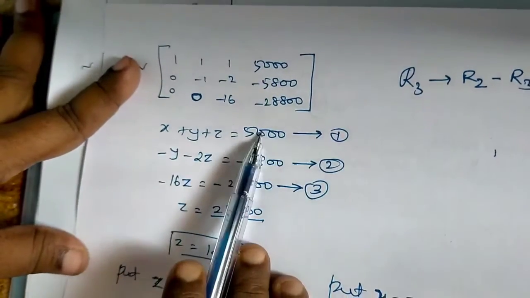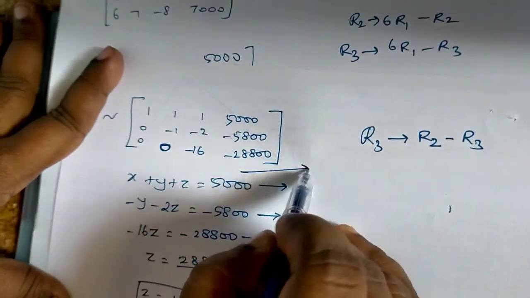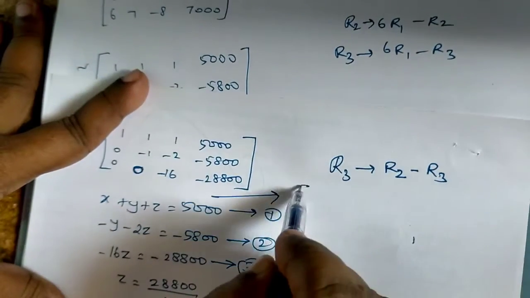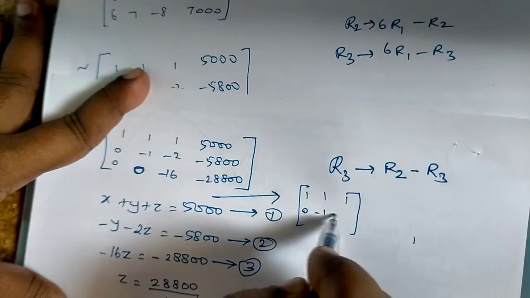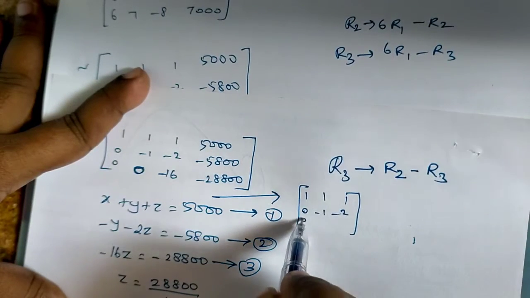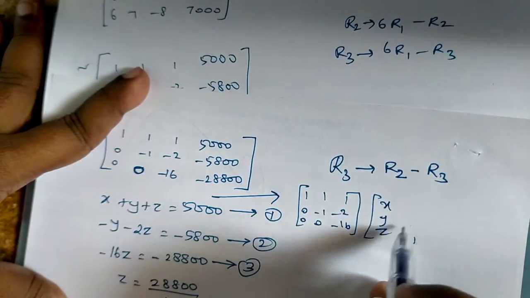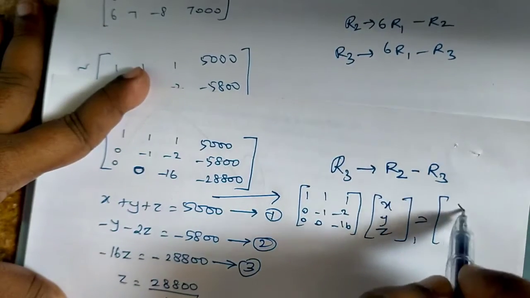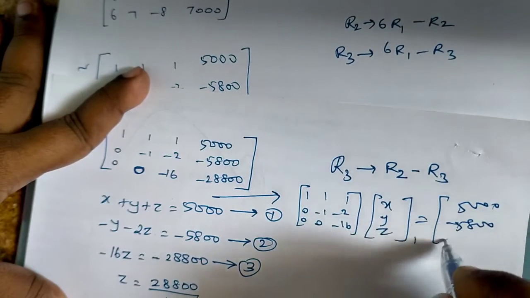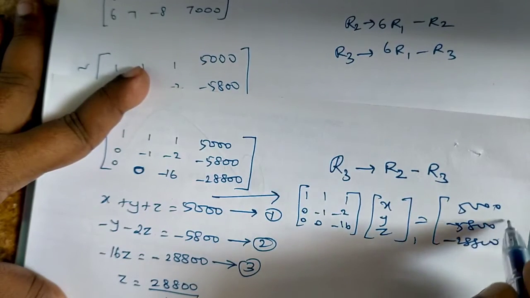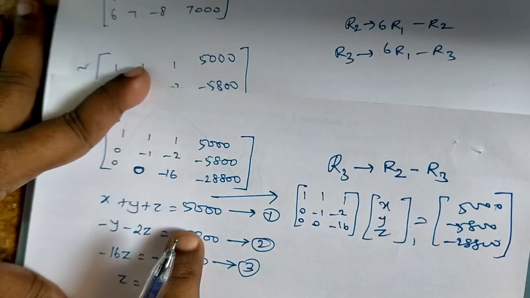Replaced row 3. And one more step is there, writing again in matrix form. I didn't write it, but you must write it, children. How will you write? 1 1 1, 0 minus 1 minus 2, and finally 0 0 minus 16, and this is x y z, and this is equal to 5,000, minus 5,800, minus 28,800. Definitely you should write this. After writing this only you can go for the equation form.